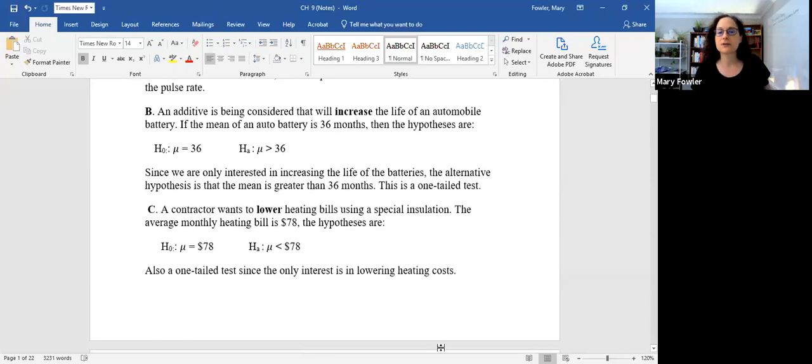Okay, so now we look at this third example. A contractor wants to lower heating bills using a special insulation. Okay, the average heating bill is $78 for the population of interest.